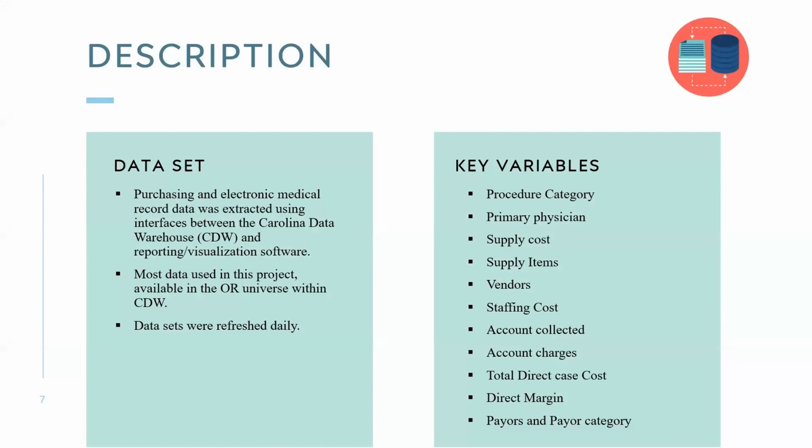Some of these key variables were procedure category, the primary performing physician, the supply cost, vendor cost, and then direct margin was calculated by subtracting the account charges from the account collected. And then we had different payer categories made, like Medicare, Medicaid, private, and self.